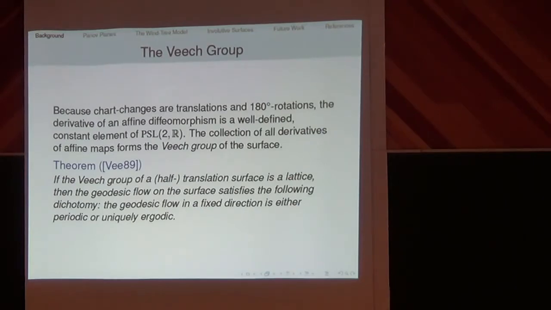And the reason we care about the Veech group is because of a famous theorem by Veech in 1989, where he said if this Veech group is really, really big, if it's a lattice, has finite covolume in PSL2R, then the geodesic flow in a fixed direction on the surface is either periodic or uniquely ergodic. So intuitively, these affine diffeomorphisms are like special types of symmetries on the surface. And what Veech's theorem says is that if your surface is really, really symmetric, so it has a really big group of symmetries, then geodesics have to be reasonably well behaved.